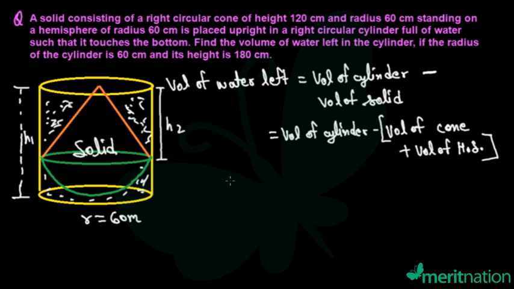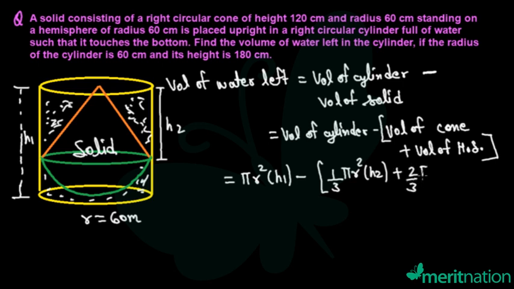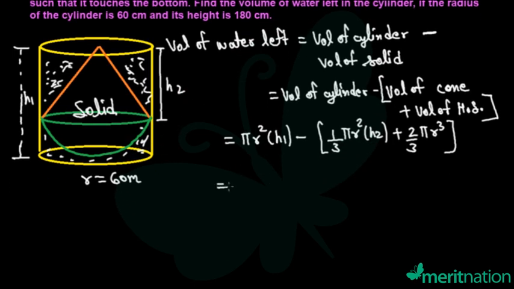So the volume we will get, that would be equal to volume of cylinder, it would be equal to pi r square into h1 minus volume of cone, that would be equal to 1 by 3 into pi r square into h2, height of the cone, plus the volume of hemisphere, that would be equal to 2 by 3 into pi r cube. Let's simplify this equation a little further.